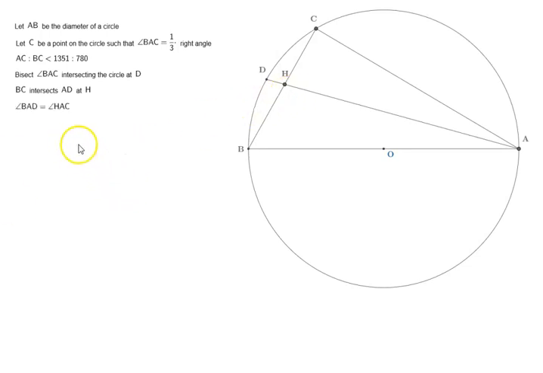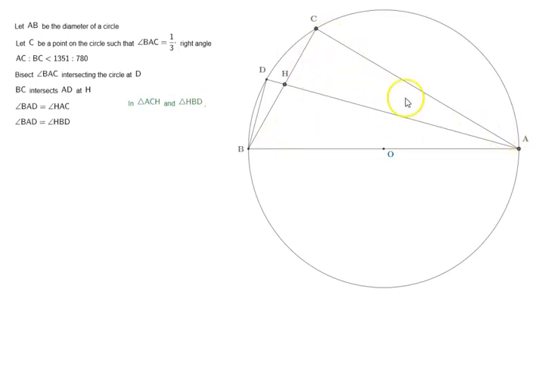Now, angle BAD is equal to HAC. BAC and HAC mean the same thing. So angle BAD is also equal to HBD. So let's join BD. So angle BAD is equal to HBD. Now, how does that come about? So let's briefly look at that.